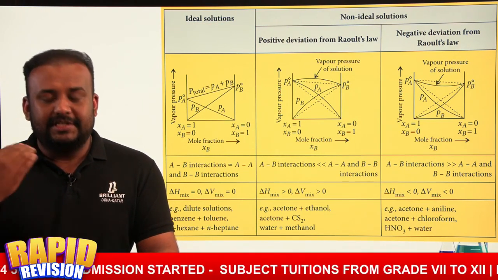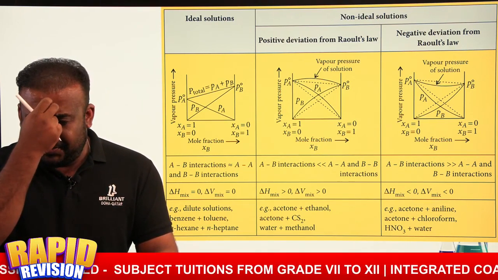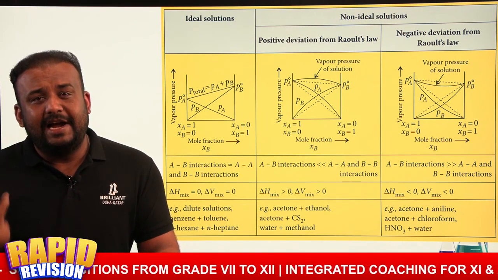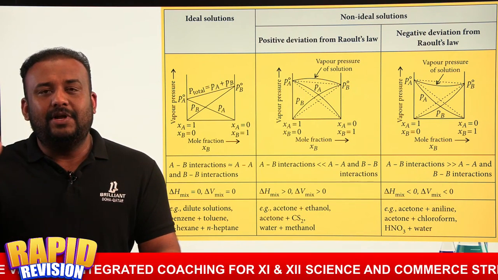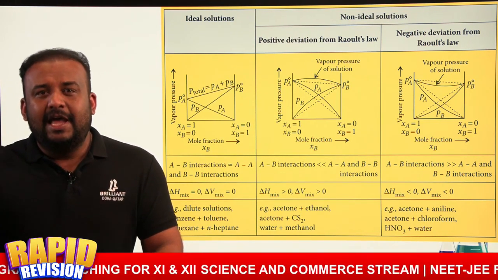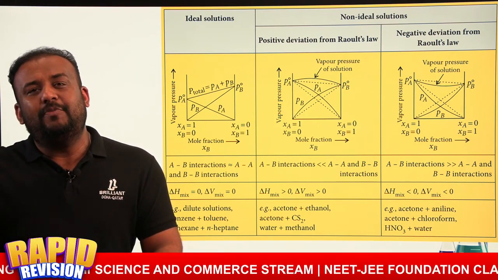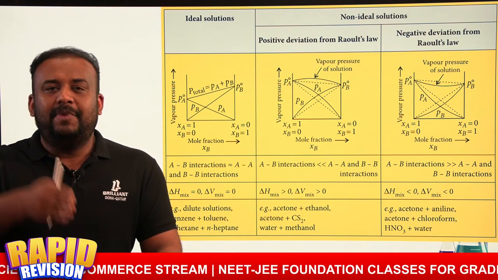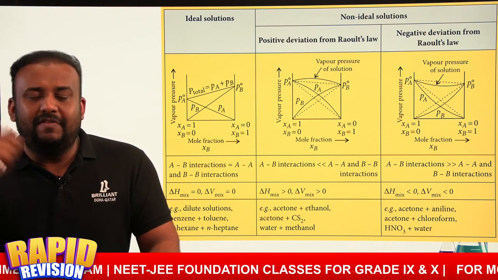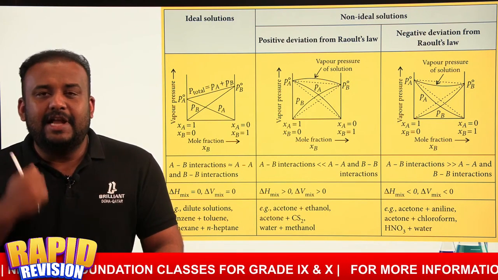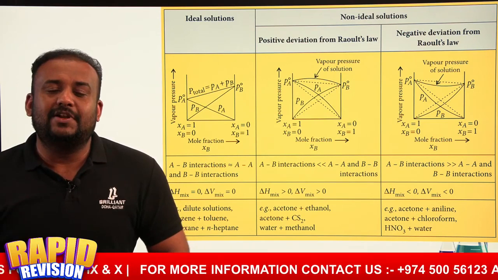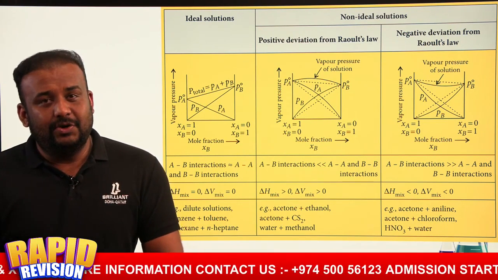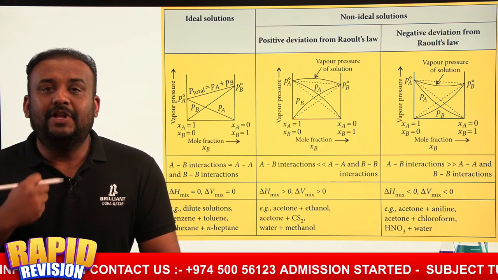In order to know this, we need to know what ideality or Raoult's law is. According to Raoult's law, PA is equal to P0A into XA, and PB is equal to P0B into XB, and PA plus PB is what is called the total vapor pressure as per Dalton's law. So if any solution is obeying this, then such solutions are called ideal solutions. And you know who will obey this?